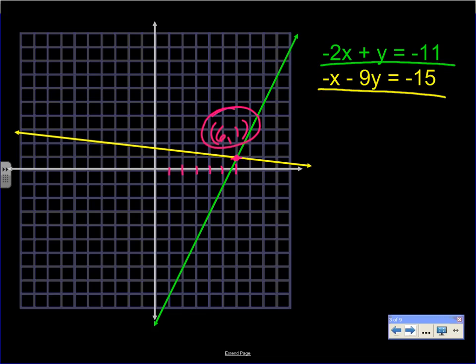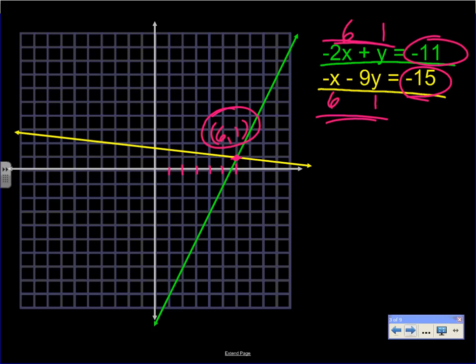You can take 6, 1, plug it in for x and y in both equations, and the left side here will equal negative 15, and the left side here will equal negative 11. That's how you can check to make sure your answer is correct.